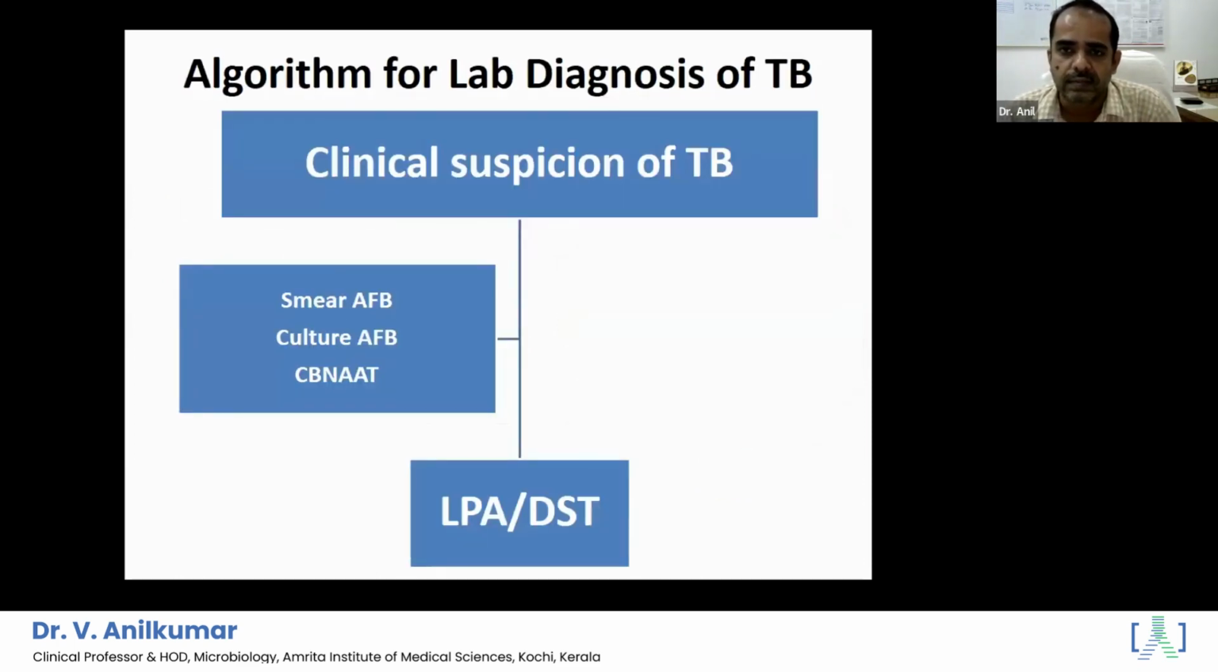So this is the algorithm for diagnosis of TB. You usually have a clinical diagnosis in case of the clinician who thinks the patient is suspected to have TB. You do a smear AFB, culture AFB, or a CBNAAT. CBNAAT is widely available. We all use CBNAAT very frequently, and if it comes positive, we go for a drug susceptibility. It could be partial drug susceptibility using a line probe assay, or a drug susceptibility using the phenotypic assay, which could be first line, then reflex second line if the first line comes resistant. So it's a long way to go before we come to know the susceptibility for all 18 drugs that's available for treating TB.